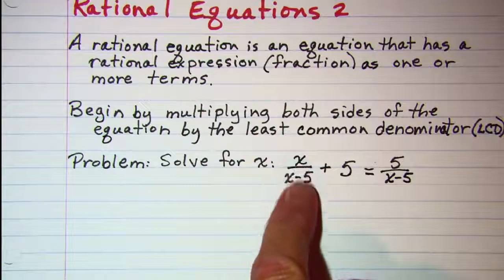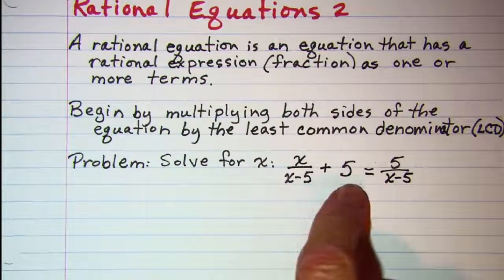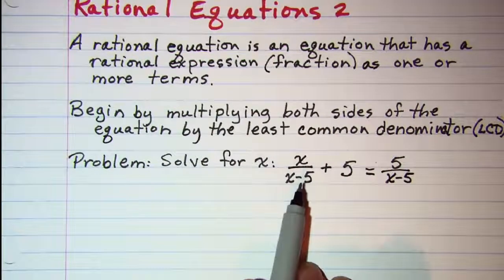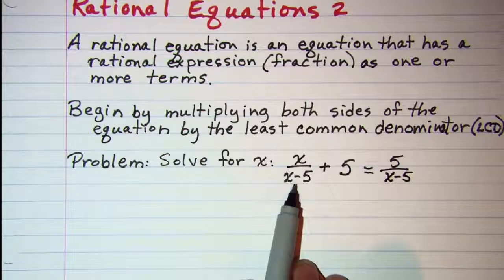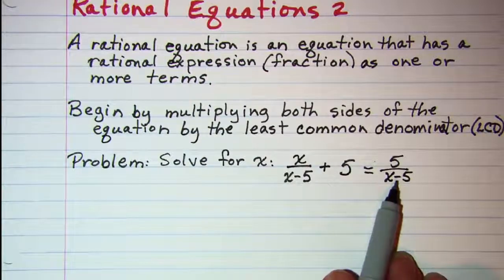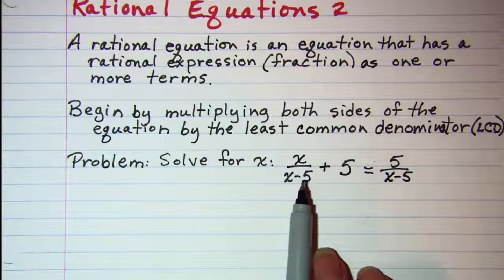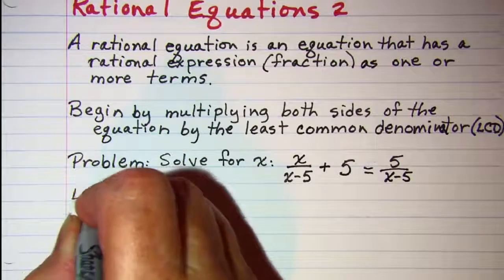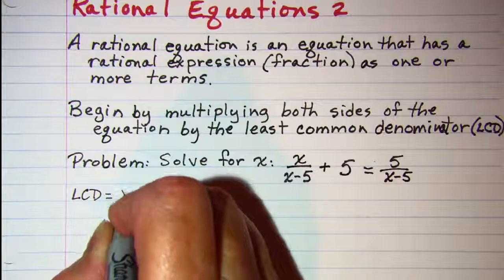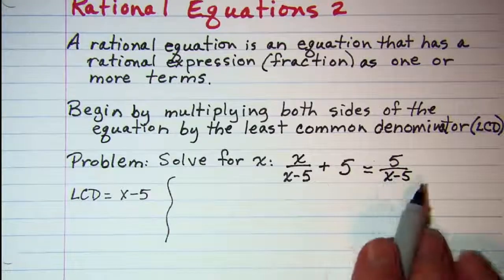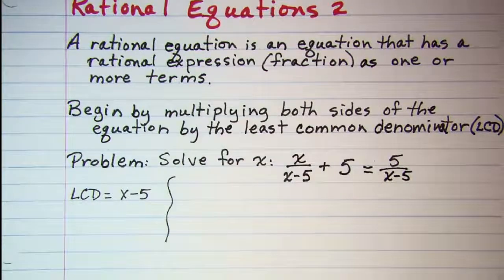The equation is x over x minus 5 plus 5 equals 5 over x minus 5. Our least common denominator is x minus 5. Now we don't want to write x minus 5 times x minus 5 because that wouldn't be the least common denominator. And remember, the reason for multiplying by the LCD is to cancel these denominators off. So the LCD is x minus 5, and that'll cancel off this one, and it'll cancel off this one. So we're ready to go.